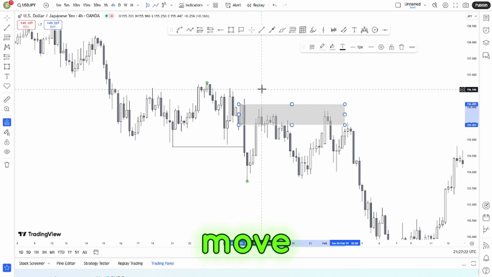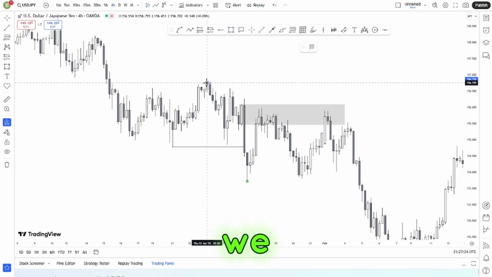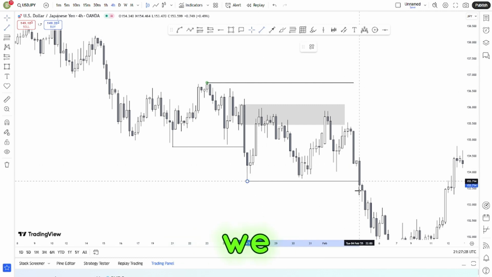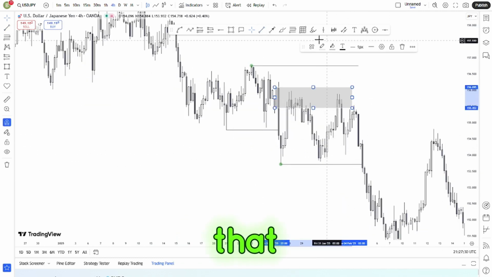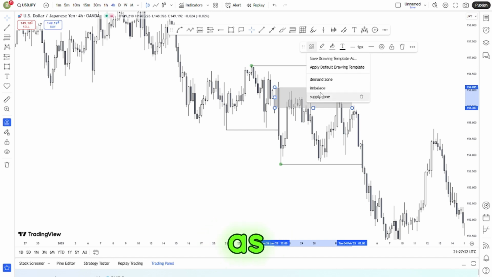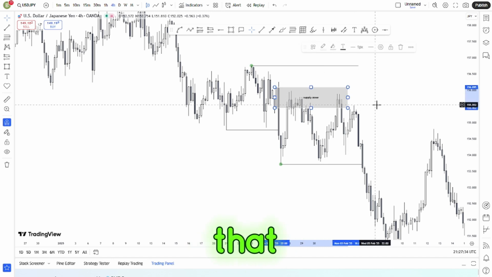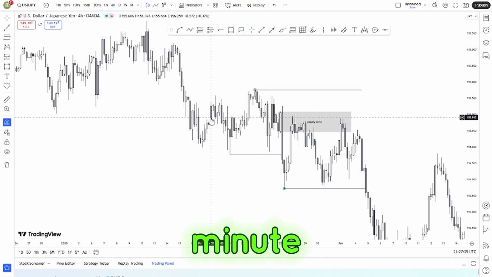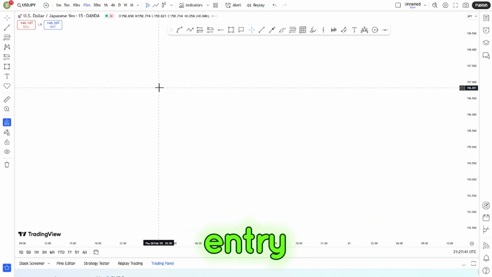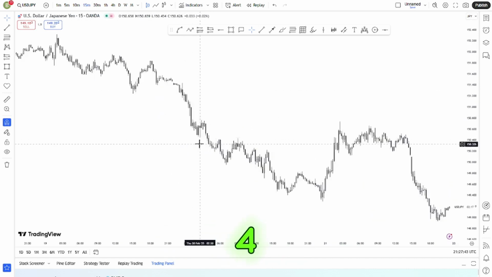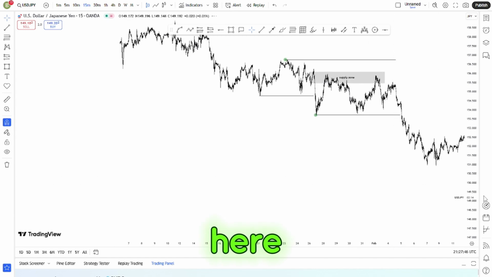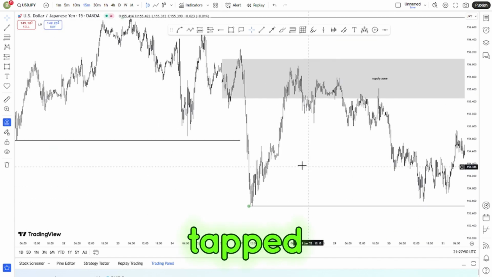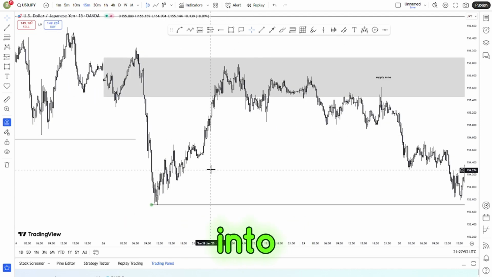And then we can move over to the lower time frame, and we can box out our overall structure so that we know what we are trading. Let me draw this as a supply zone so that it makes a bit more sense on the lower time frame. So the 15-minute is the entry time frame that I use whenever I'm on the 4-hour. So here we have the structure, and as you can see, the market tapped into this area here.